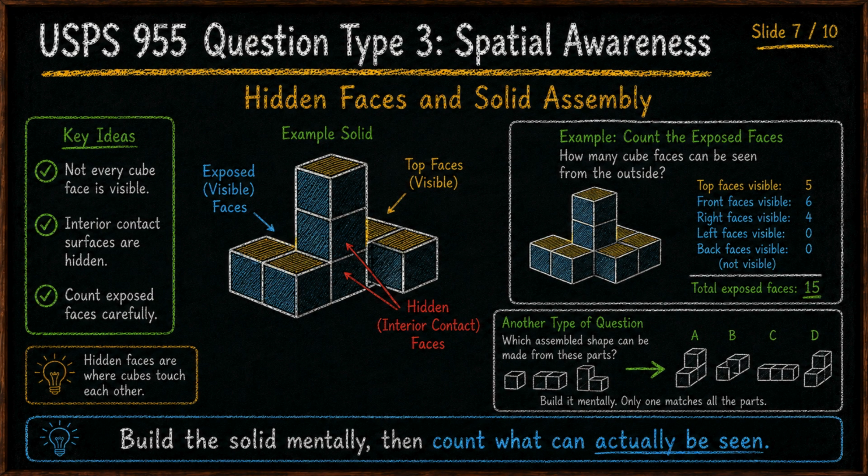Hidden face questions test whether you can imagine parts of a solid that are not visible. Not every cube face can be seen from the outside. When two cubes touch each other, the touching faces are hidden. They are interior contact surfaces. That means you cannot count every face of every cube as visible. You have to count only exposed faces. The best method is to build the solid mentally. First, identify the cubes you can see.